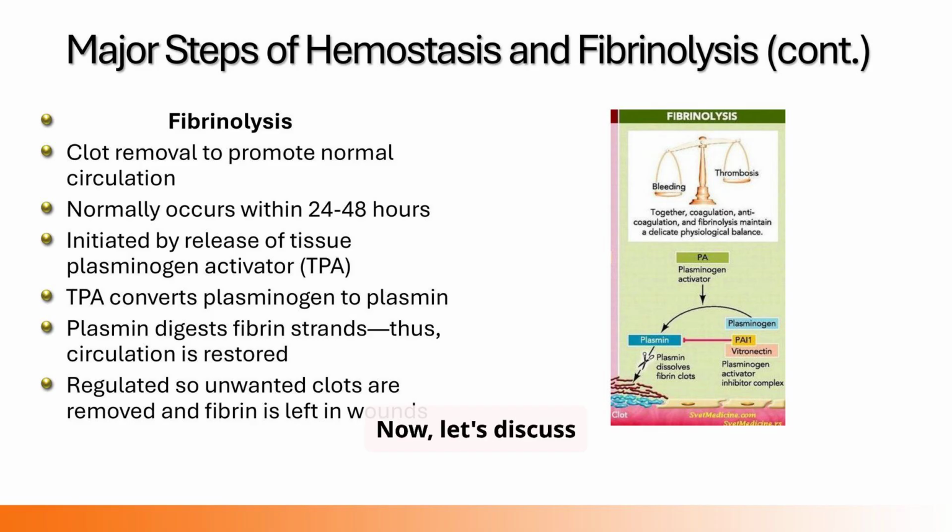Now let's discuss fibrinolysis, the process of breaking down blood clots. This is crucial for restoring normal circulation after an injury has healed. Fibrinolysis is initiated by the release of tissue plasminogen activator, or TPA. TPA converts plasminogen to plasmin, which then digests the fibrin strands, dissolving the clot. This process is carefully regulated to ensure that only unwanted clots are removed.